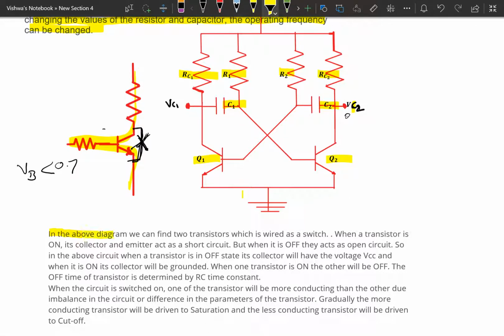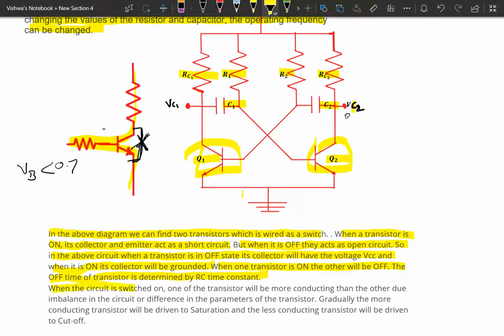In the above diagram, we can find two transistors which are wired as switches. Those two transistors are Q1 and Q2. When a transistor is on, its collector and emitter act as a short circuit. But when it is off, they act as an open circuit. In the above circuit, when the transistor is in the off state, its collector will have the voltage VCC, and when it is in the on state, it will be grounded. When one transistor is on, the other will be off. The off time of the transistor is determined by the RC time constant.